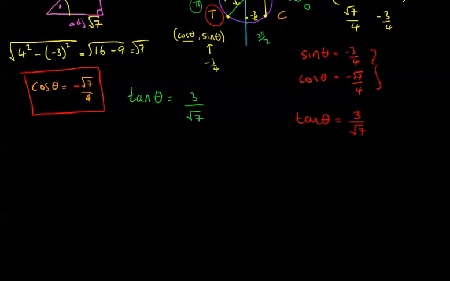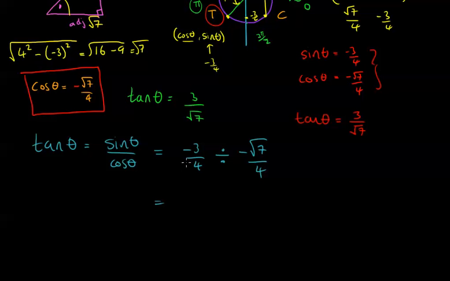Now remember that tan theta equals sine theta over cos theta. That's the rule, the identity we looked at in one of our clips. So we know that it's going to be minus 3/4 divided by, I'm just doing it this way because it's easier to see, minus root 7 over 4. Now here's the thing, we're going to do a negative number divided by another negative number, so our answer is going to be positive straight away.